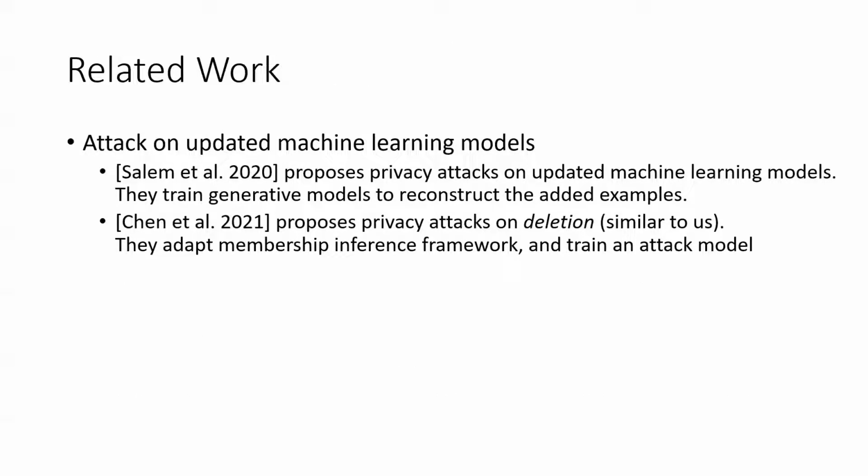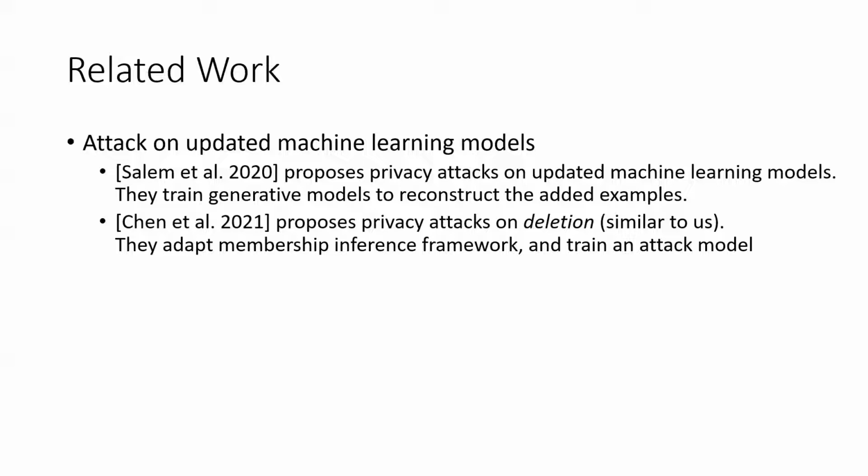Before coming to our attack, we first introduce some related work on our topic. Salem et al. 2020 proposed privacy attacks on updated machine learning models. The model is updated with an additional example, and they train generative models to reconstruct the example from the output for both models before addition and after addition.